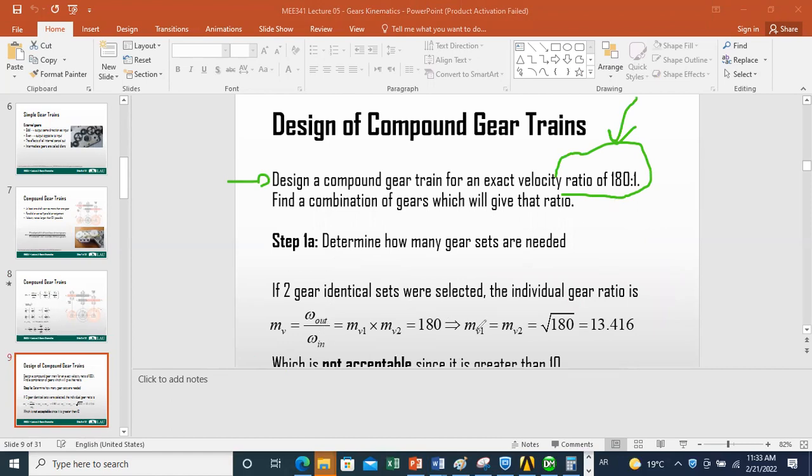We could use one set, but it's very bad, it's much larger than 10. So of course one set will not work. So we start by saying that when we talk about compound gear trains, we won't have just one set, we have several sets. We can start with 2 sets. The minimum possible number of sets is 2. Let us say we are using 2 identical sets. When they are identical, both have the same gear ratio.